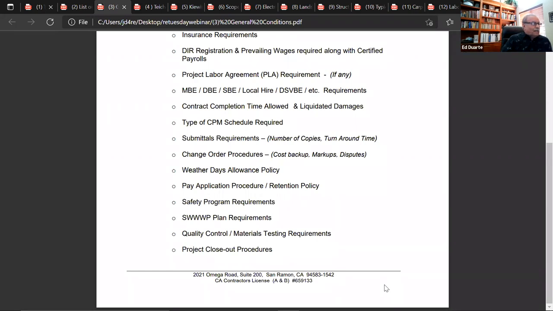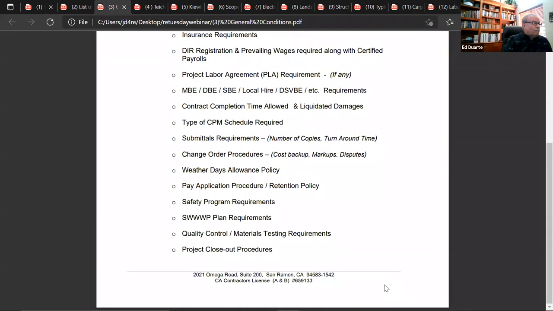Change order procedures, cost backup, markups, disputes. Change orders can be, I can do a 4-hour workshop on change orders and still barely scratch the surface. It is a myth out there that you can get rich on change orders. Only the largest general contractors with the muscle to go toe-to-toe with an agency might make money on change orders. But the biggest reason that it's hard to make any money on change orders is that the markups are already dictated. That's right. You can't just expect that because you're getting a change order, you can mark it up double or triple what you marked up your original bid. Not going to happen.